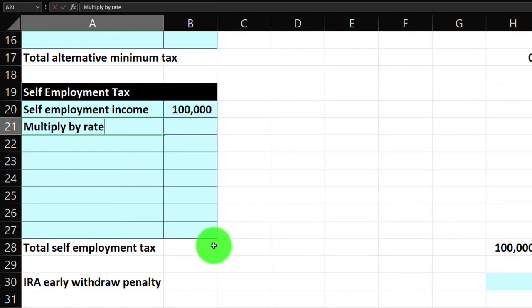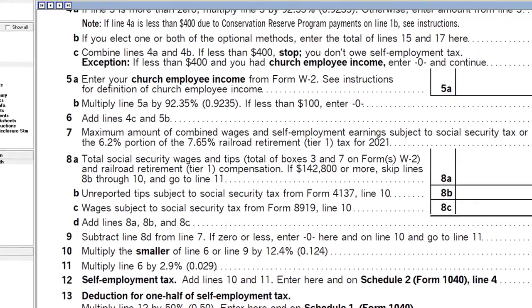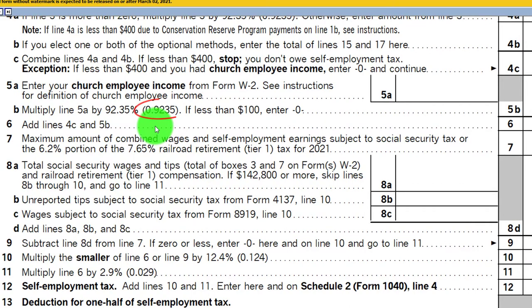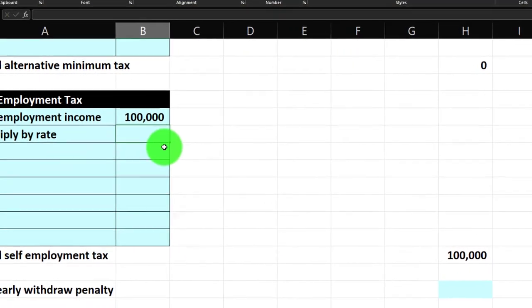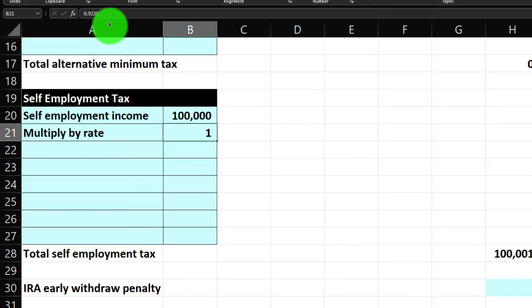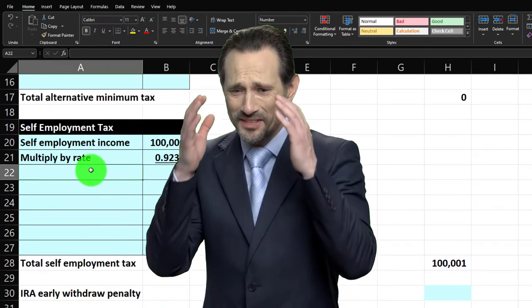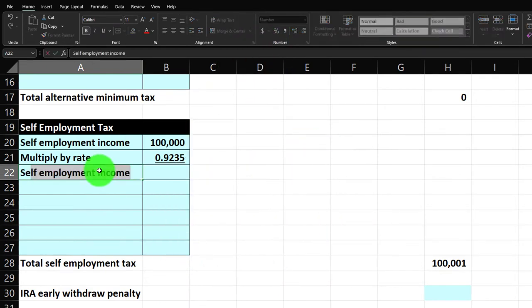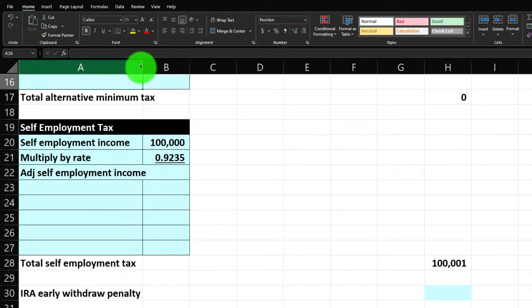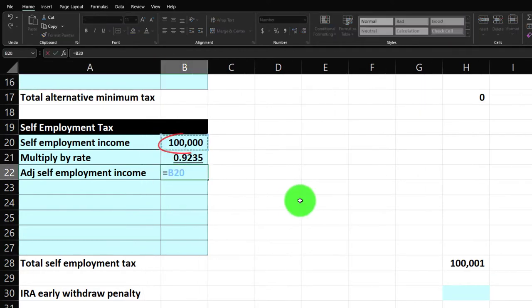I'm going to multiply by rate. And so the rate that they multiply it by in our little formula over here is going to be the 0.9235. Let's see some decimals there. Home tab, numbers, decimalize it. Let's call this adjusted self-employment income. And so we'll multiply that out. So this is going to be equal to the 100,000 times that number. So there we have that.